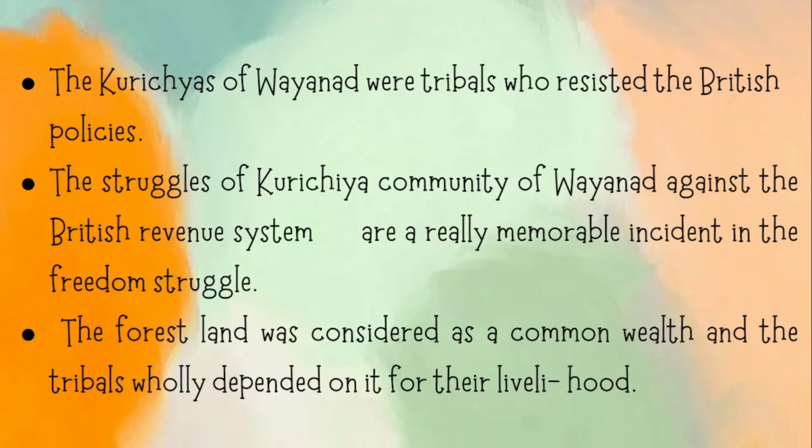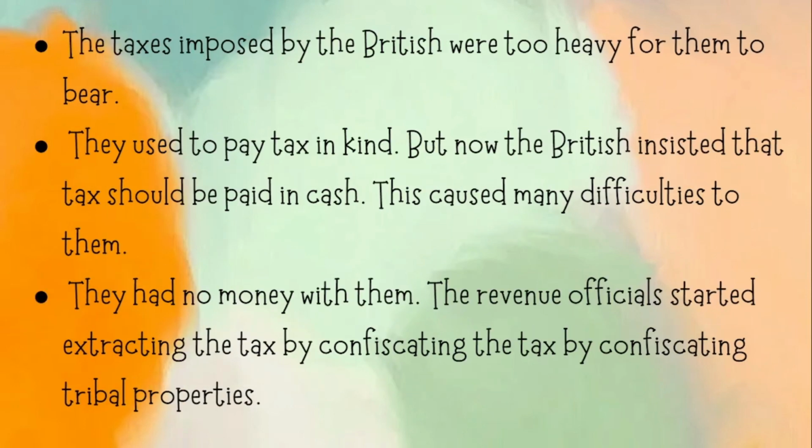Kuruchians of Wayanad were tribals who resisted the British policies, and the struggles of the Kuruchia community of Wayanad against the British revenue system are a really memorable incident in the freedom struggle. The forest land was considered as a commonwealth and tribals wholly depended on it for their livelihood. The taxes imposed by the British were too heavy for them to bear. They used to pay tax in kind, but now the British insisted that the tax should be paid in cash. This caused many difficulties to them.